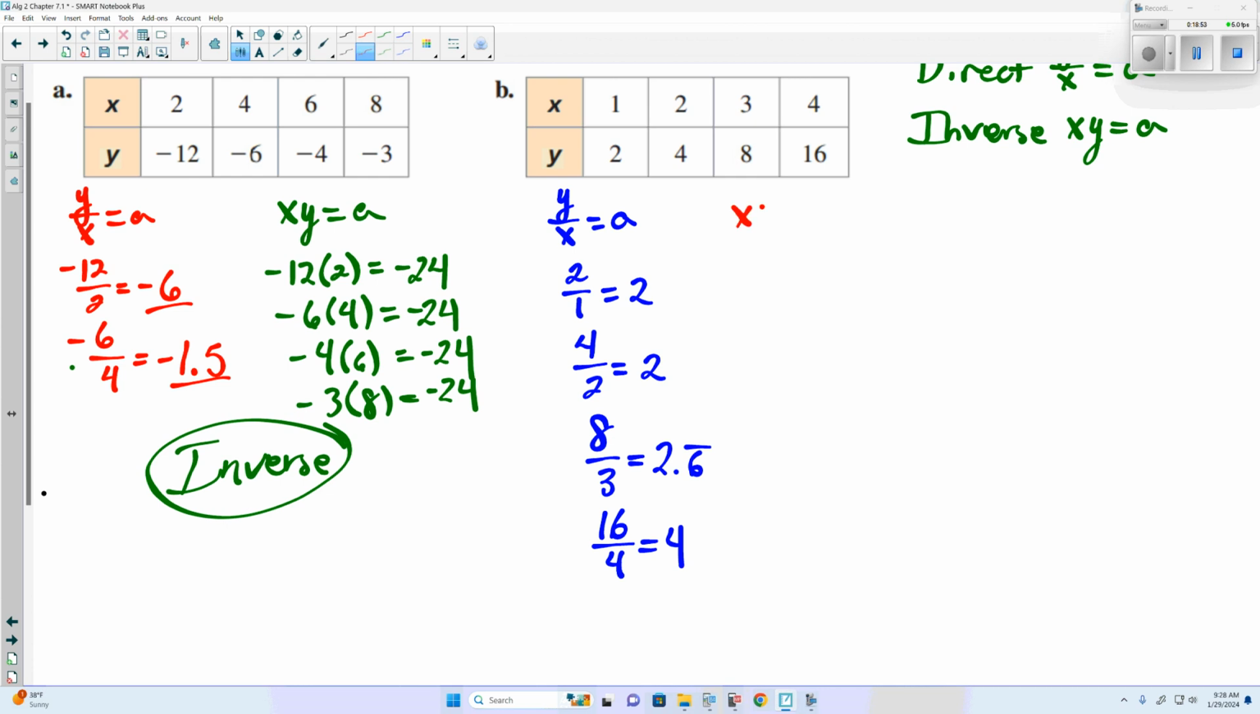So we can move on to inverse. Well, our first one's nice. 1 times 2 is 2. Our next one, 2 times 4 is, okay, we don't even have to go any further because that's not the same. This is neither.